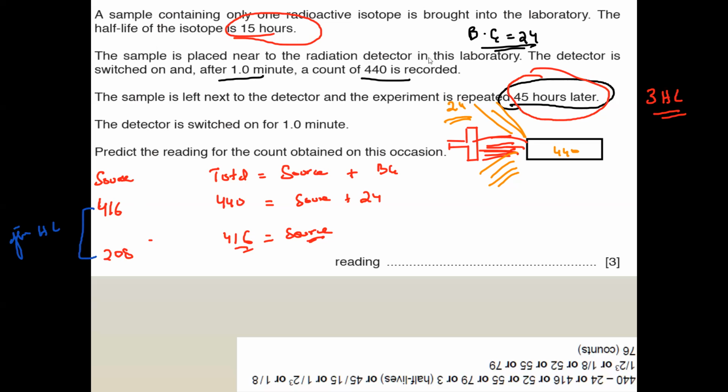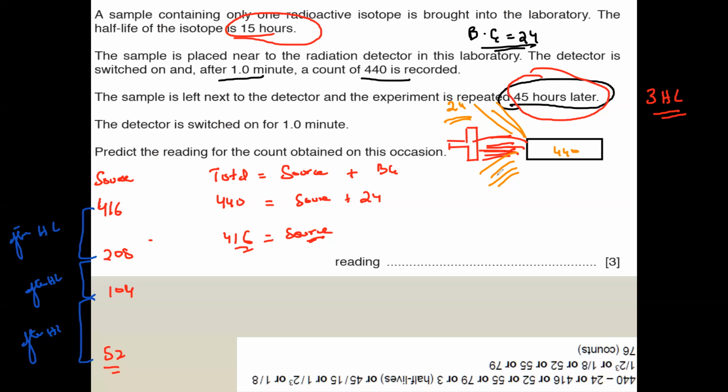Then after another half-life, the 208 will become 104. Then after another half-life, why 3 times? Because we want to find the value after 45 hours, which means 3 half-lives. So half of 104 is 52. So the source radiation will become 52.